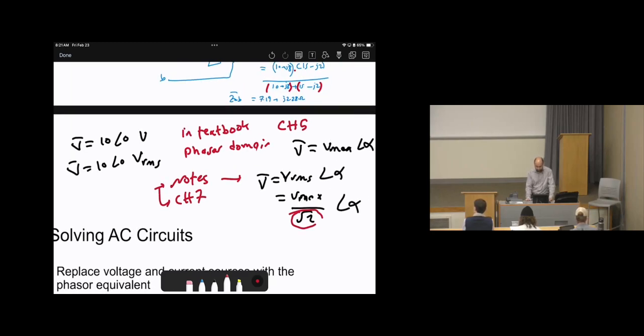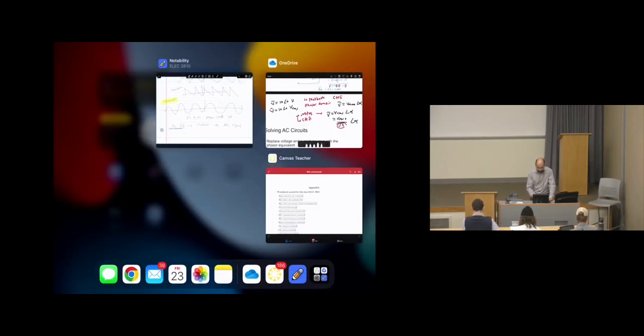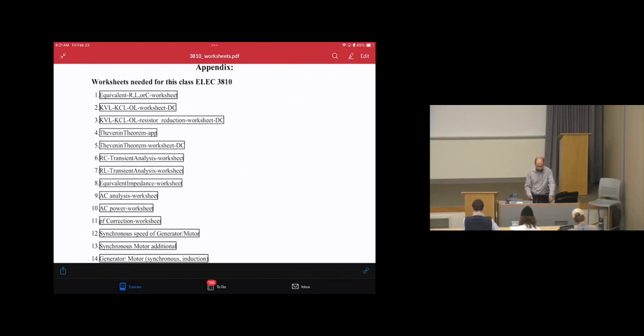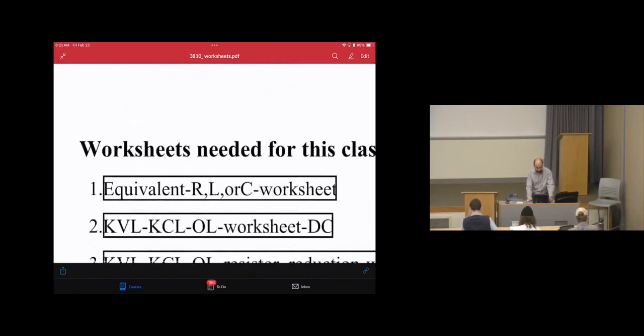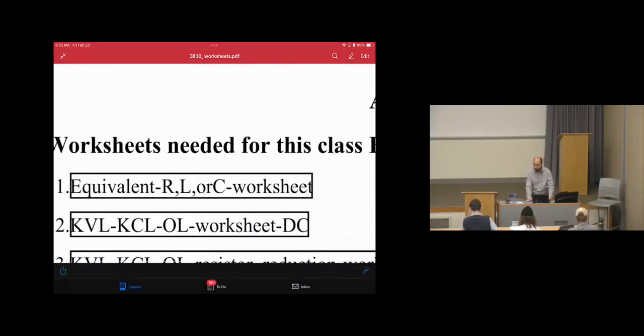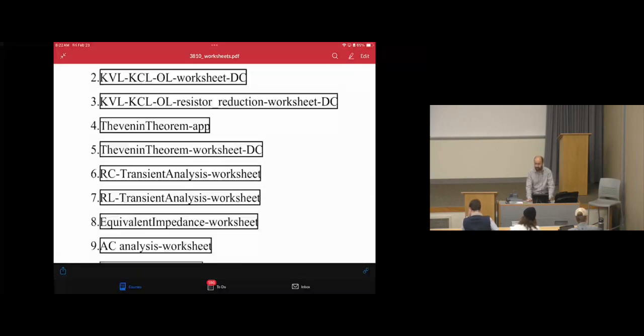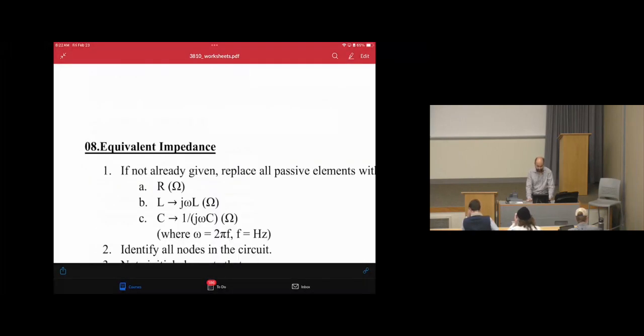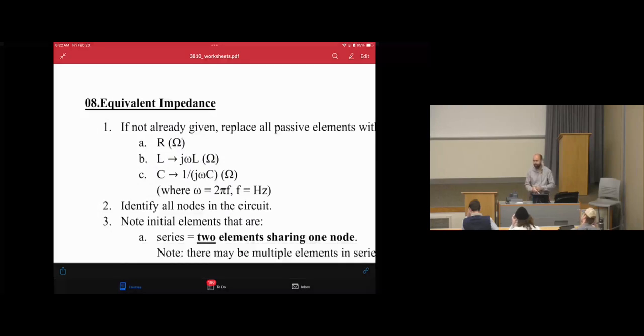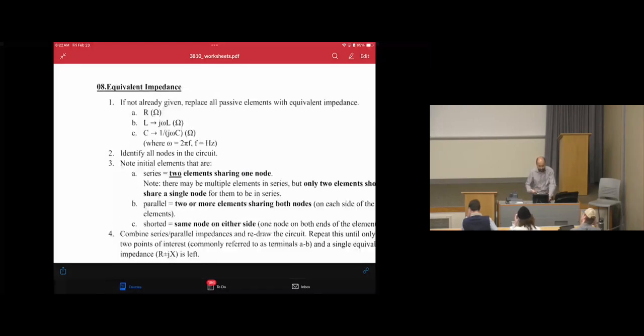Now let's go to worksheet number 8. Recall worksheet number 1, which is the equivalent resistance. Worksheet number 8 is the same as number 1, but it's called equivalent impedance. So basically, series and parallel. We know how to do the series and parallel.